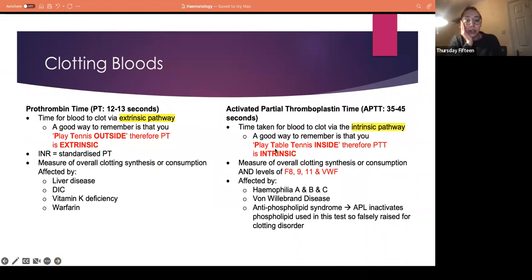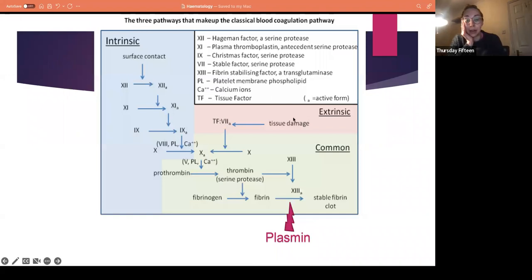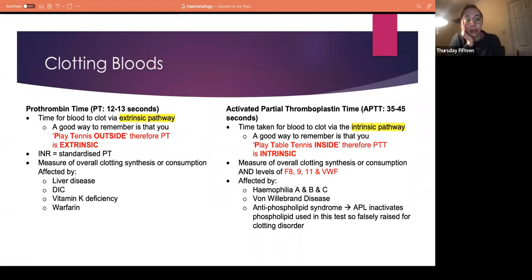Cool. So the two main tests that get confusing in questions are the prothrombin time and the activated partial thromboplastin time. Your PT is the time it takes for your blood to clot via the extrinsic pathway. A good way to remember that is that you play tennis outside. So your PT is measuring your extrinsic pathway. If you look back at this slide, there's not very many clotting factors in your extrinsic pathway, literally just factor 7. PT is a surrogate for a measure of your overall clotting synthesis or function.